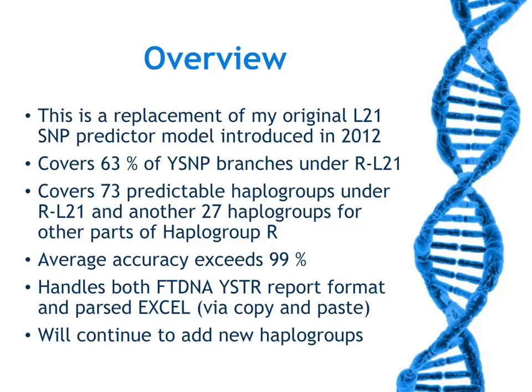It also expanded to cover a total of 100 haplogroups, 73 across R-L21, and another 27 across other parts of haplogroup R. The average accuracy is now exceeding 99% for all these branches being included, and this is a big increase from the 90 to 95% accuracy of the previous models.